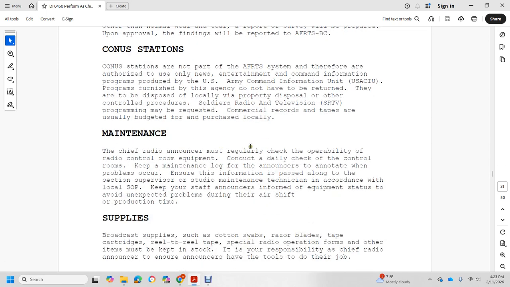Maintenance. The chief radio announcer must regularly check the operability of the radio control equipment, conduct a daily check of the control room, and keep a maintenance log, annotating when a program problem occurs. Ensure the information is passed along to the section supervisor of the studio, or the technician, in accordance with the local standard operating procedure. Keep your staff and announcers informed of equipment status and avoid unexpected problems during the air shift or production times.